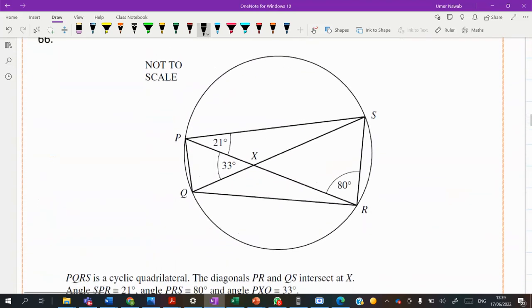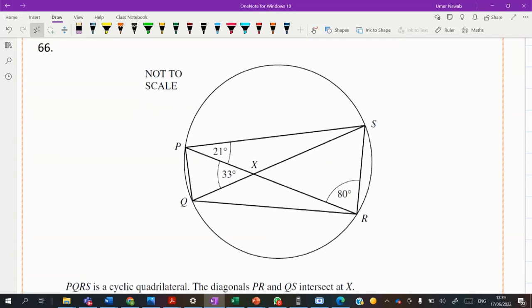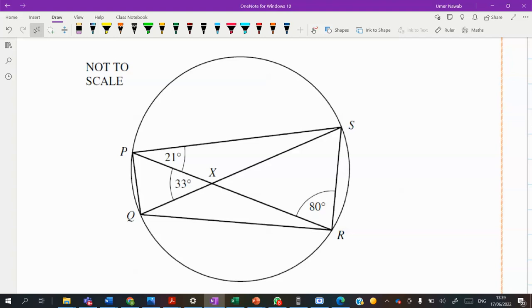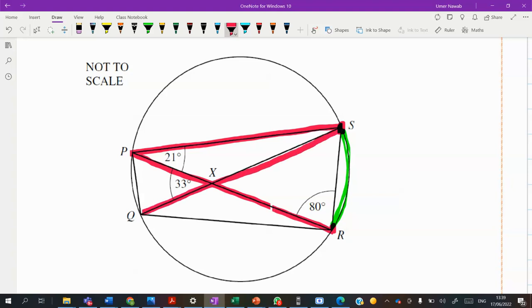Next, 66th. Boys, in this question, you will see that I'm going to use the angle in the same segment properties. If I'm going to use this arc, the endpoints of the arc are S and R. Let us see where I'm going to join them on the circumference, here and here. So this point. And also, I'm going to join S and R at point Q.